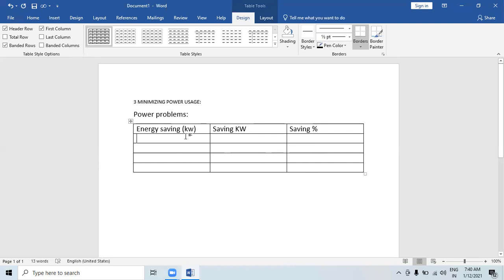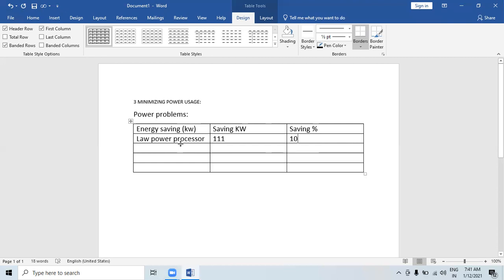For the low power processor, we are saving 111 kilowatts, and the saving in percent is 10. So 10% we are saving.